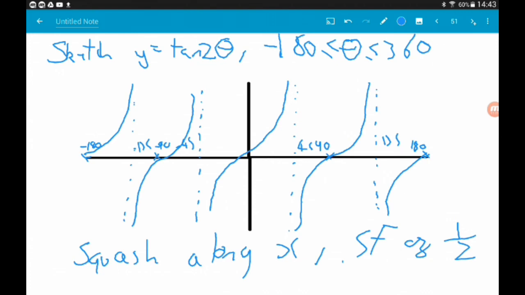Okay, that's it for this video. So now we've got all the tricks that we need to be able to start solving trigonometric equations, which is what we're doing next.